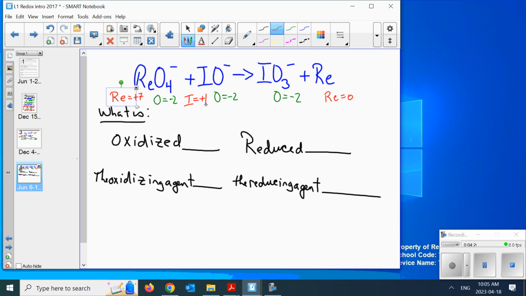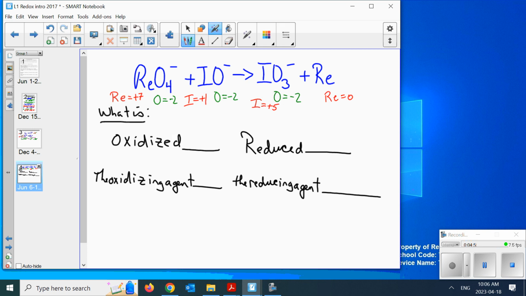But then in this one, it's not the same. IO3 negative. That's up to -1, but I've got 3 groups of oxygen, so -6. -6 plus something gives me -1. Well, that's 5. Right? So this is my thinking stuff. But I'm explicitly listing them out just so you can kind of follow my thinking. Now, I have enough information now to answer this question. What is oxidized? What is reduced?